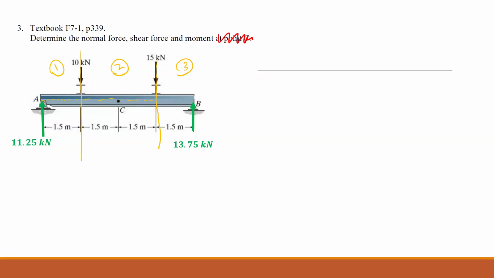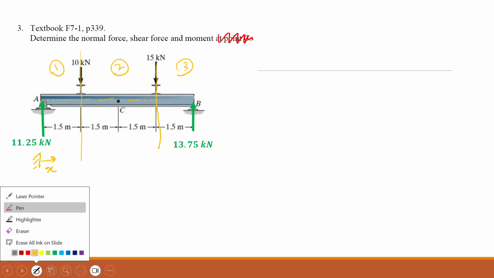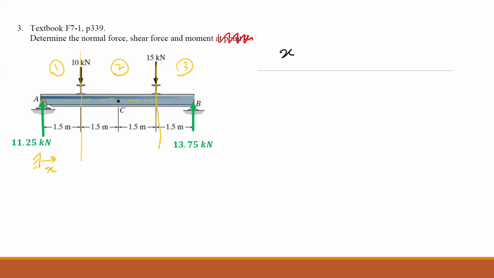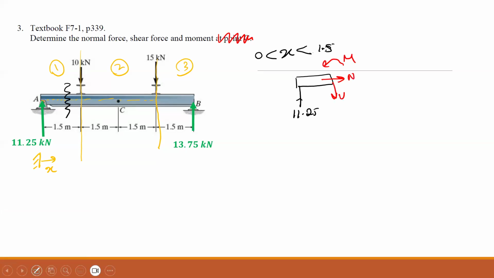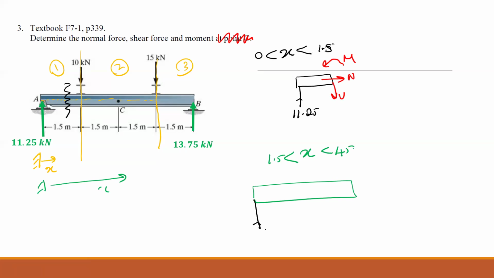Now we are going to measure x from this end, and you can see there are 3 parts here. So if I cut when x is between 0 and 1.5, that means I'm cutting somewhere here. So if I cut like that, the left-hand side section will look like this. Do you agree with me? Yep. And when x is in the next section, so that means x is somewhere here. When x is more than 1.5 and less than 4.5, what will happen? If I take the left-hand side of the section, then it will look like this.